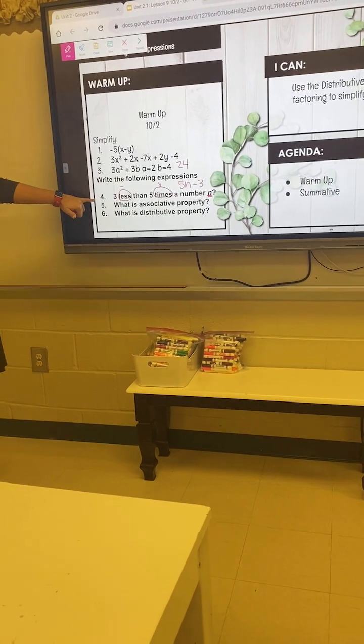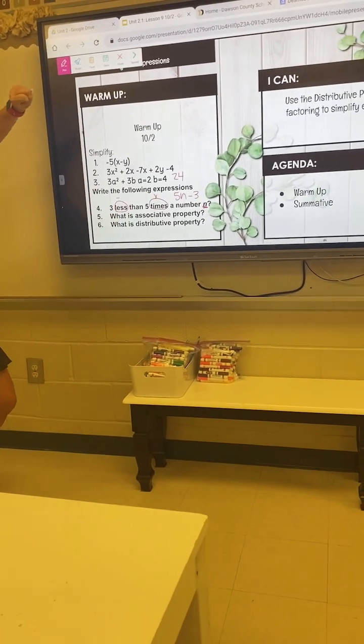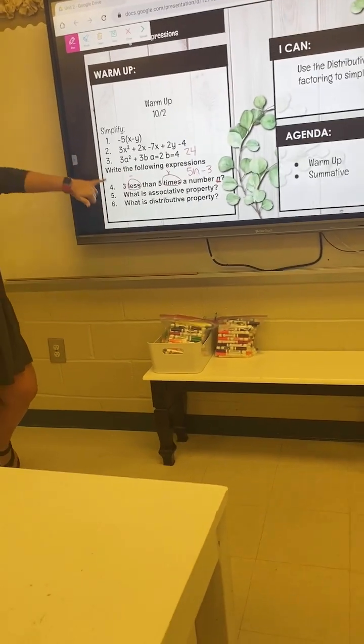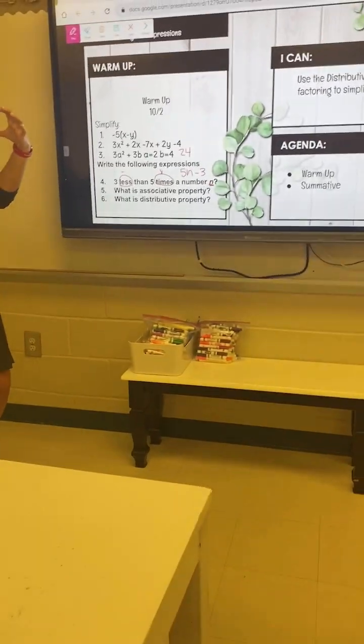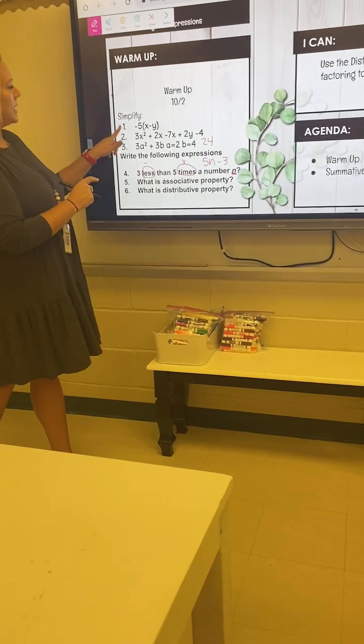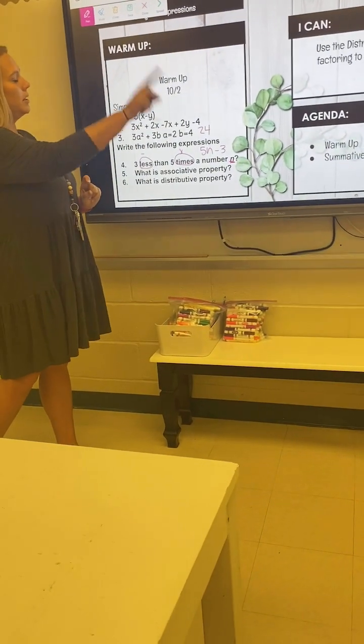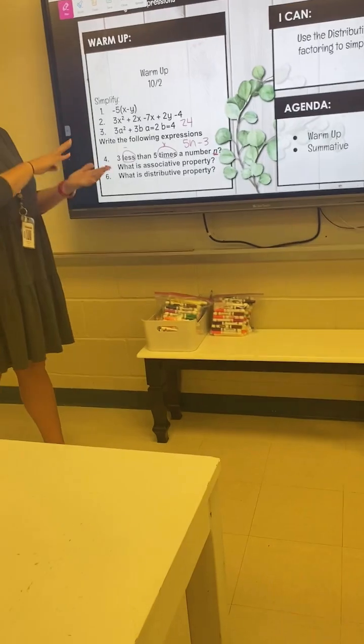And then the last two I want you to remember, and your vocabulary is on the board, so do not forget your vocabulary is on the board. Associative property is with your parentheses, and then distributive property is the same as number 1, where you distribute out your number. So that is your warm-up.